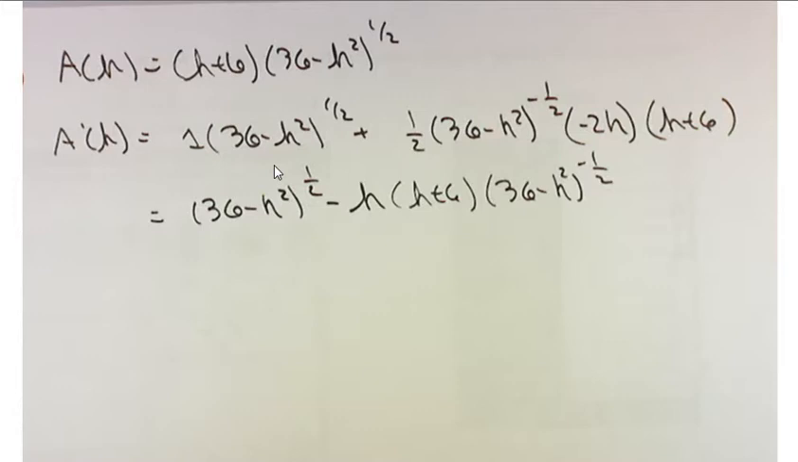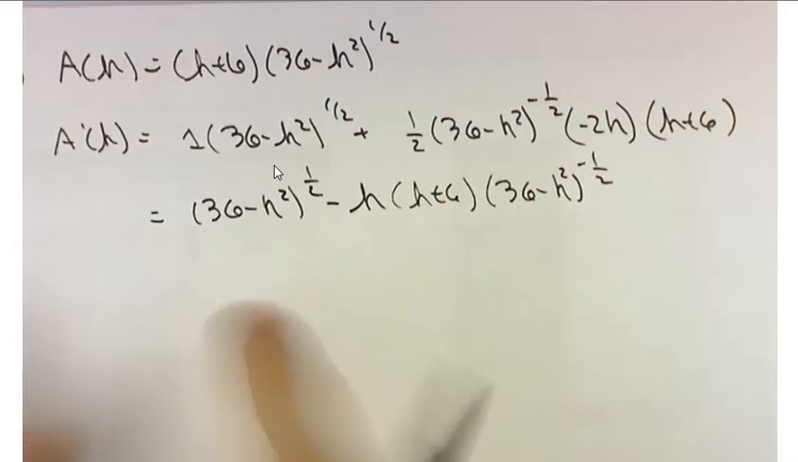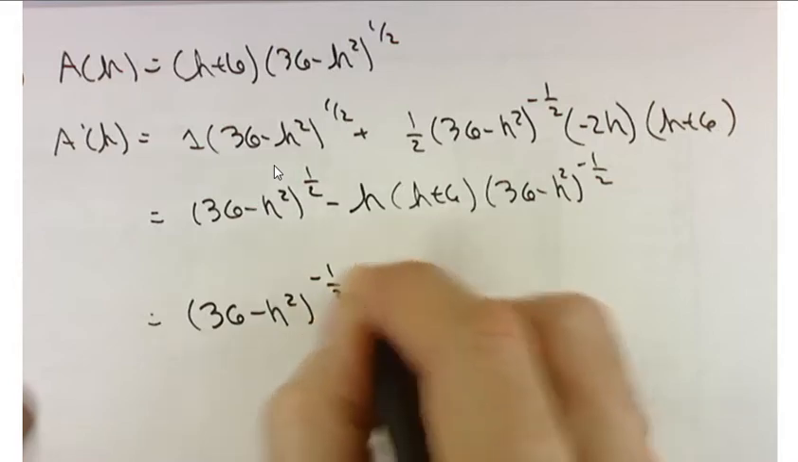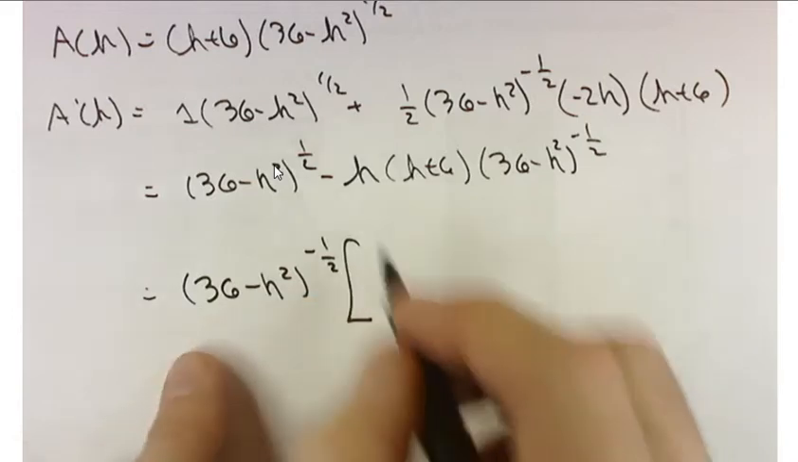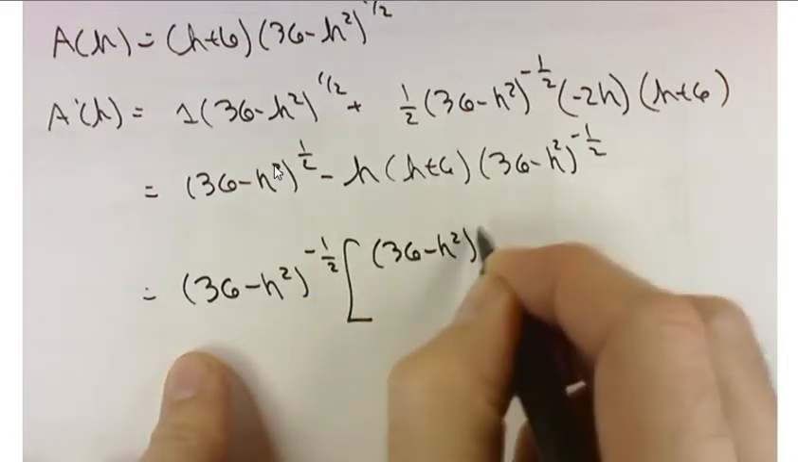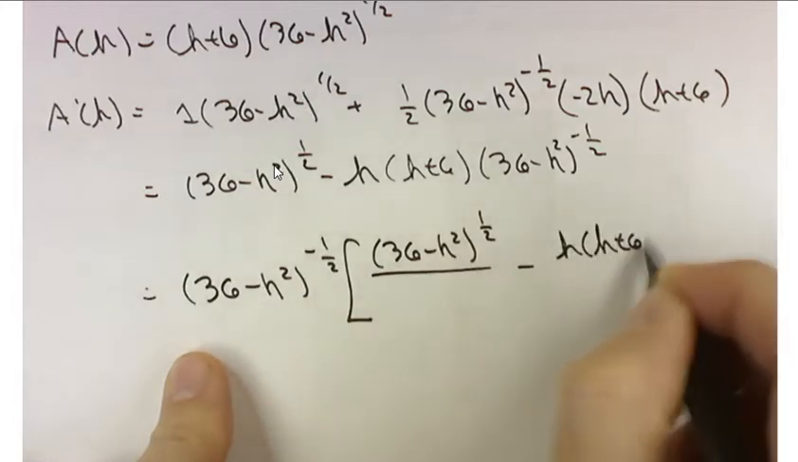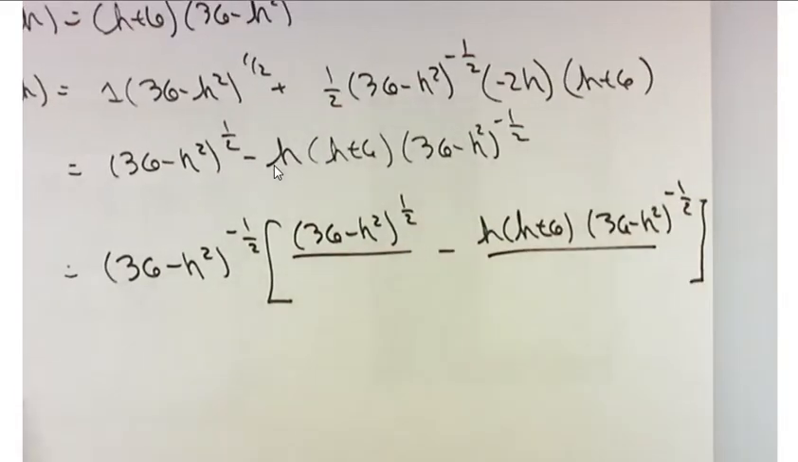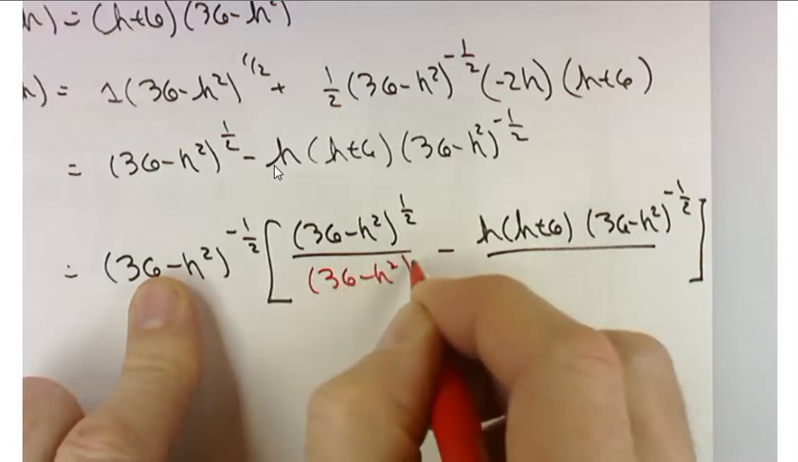Do you recognize what's going to have to happen next? Yeah, that (36 minus h squared) to the negative 1/2 term has to factor out. So when we do that, let's see what's left. Well, I have (36 minus h squared) to the 1/2, and then h plus 6 times (36 minus h squared) to the negative 1/2. All that's going to get divided by that term out in front, (36 minus h squared) to the minus 1/2.